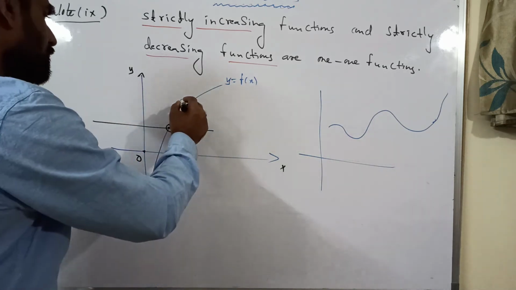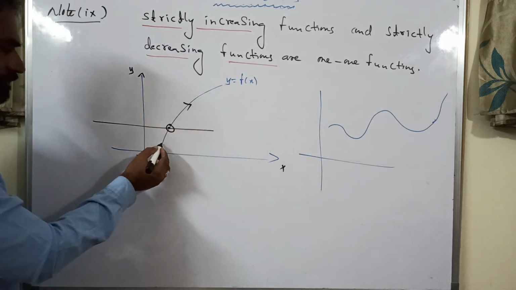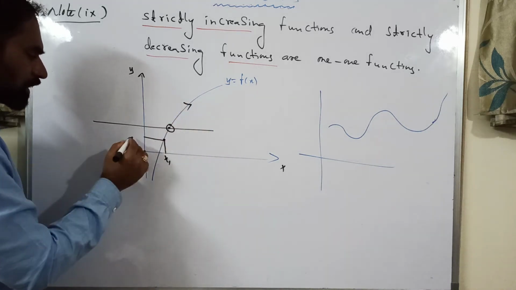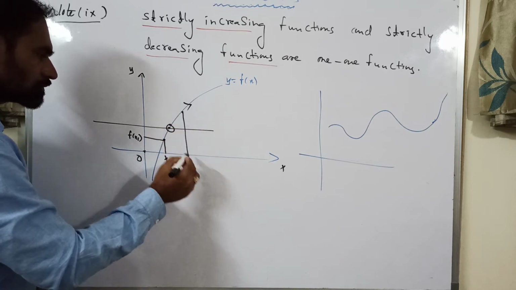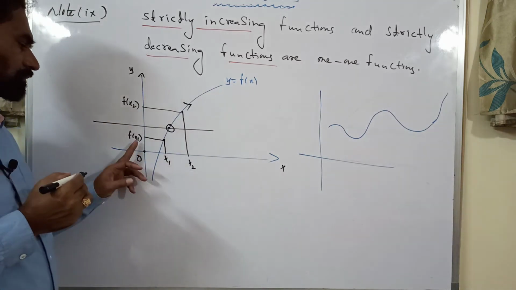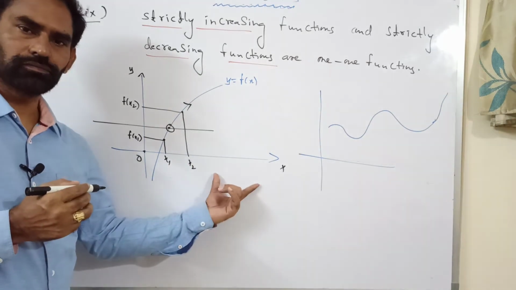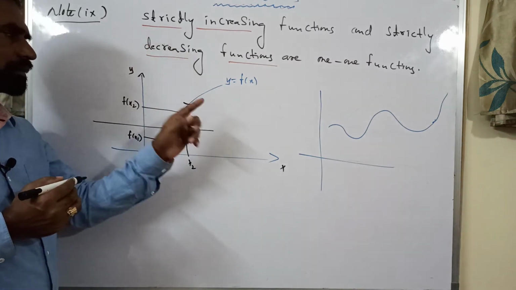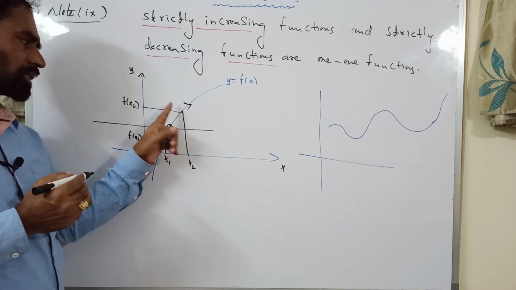Otherwise, another way, why are strictly increasing functions 1-1? If you take here x1, this is element x1. Corresponding image is f of x1. If you draw like this, this is x2. The image is f of x2. Elements are different, images also different. x1, x2, x3 and so on are the domain. These are range elements, f of x1, f of x2 like this. y equal to f of x. Image of x1 is f of x1. Image of x2 is f of x2.